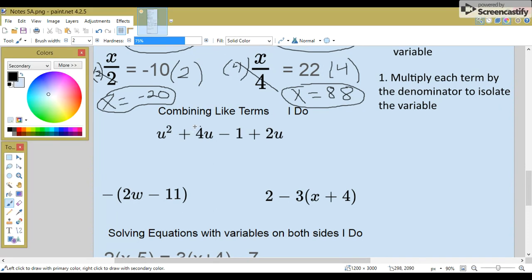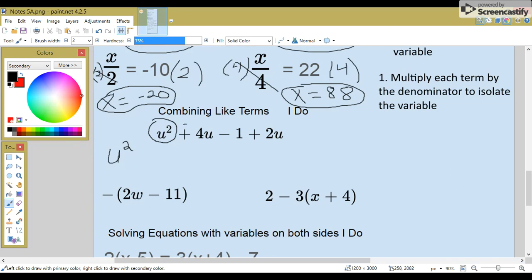Combining like terms: u squared plus 4u minus 1 plus 2u. What we want to do is combine the terms that are the same. We have a u to the second power. This one does not have a u squared, this one doesn't, and this one does not. So it has no like terms, so it's already simplified.